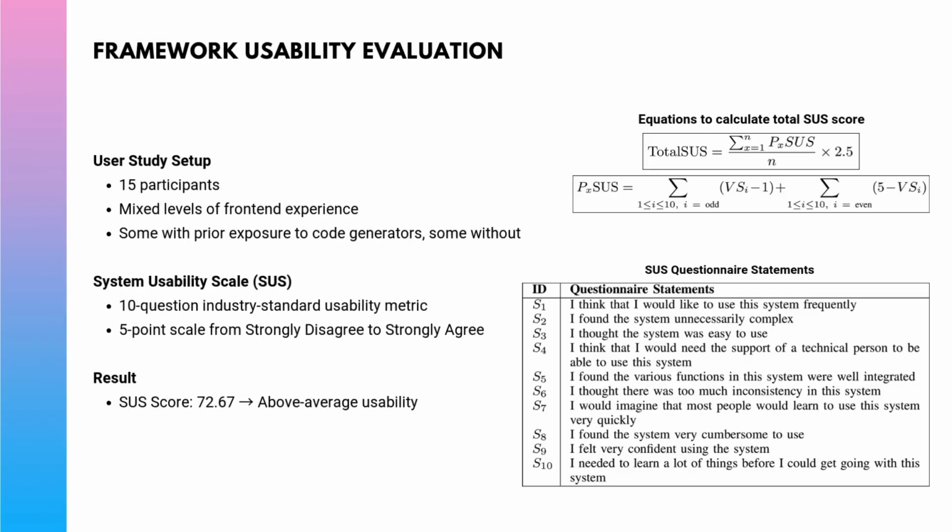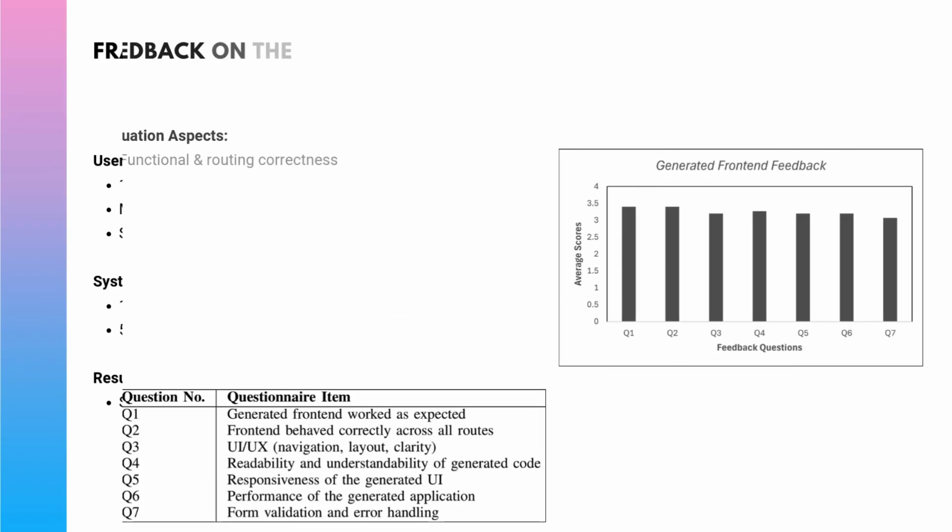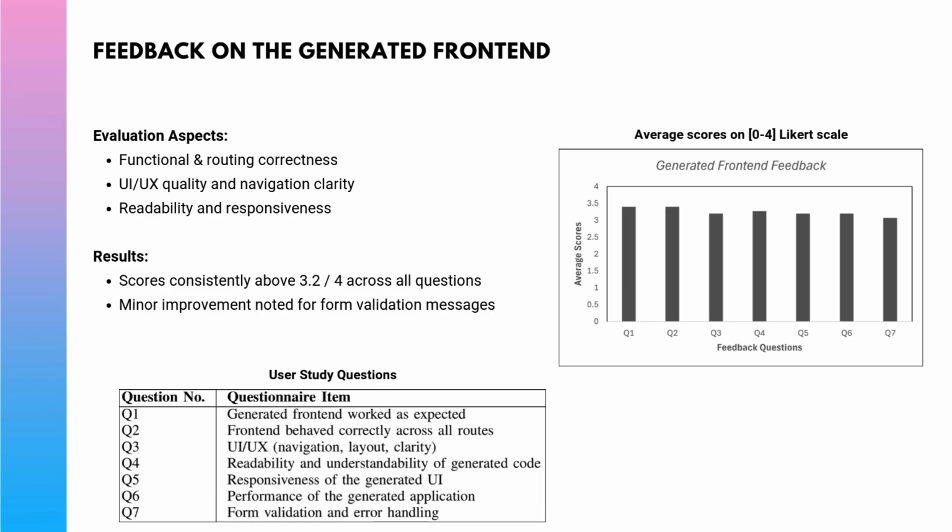To evaluate how user-friendly the framework is, a usability study was conducted among 15 users with diverse levels of front-end development experience. The system usability scale was used, consisting of 10 standardized statements. The framework achieved a SUS score of 72.67, indicating good overall usability. Feedback was also gathered on the quality of the front-ends generated by the framework. Participants rated aspects like UI clarity, routing correctness, and overall responsiveness. Average scores were consistently above 3.2 out of 4.